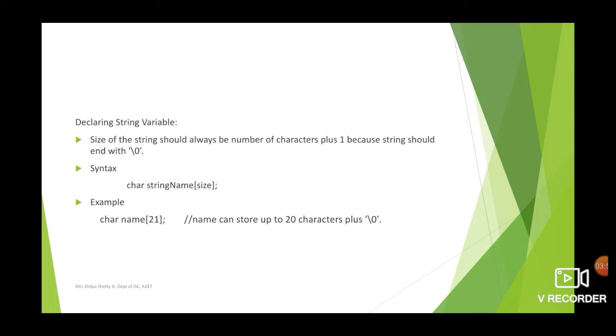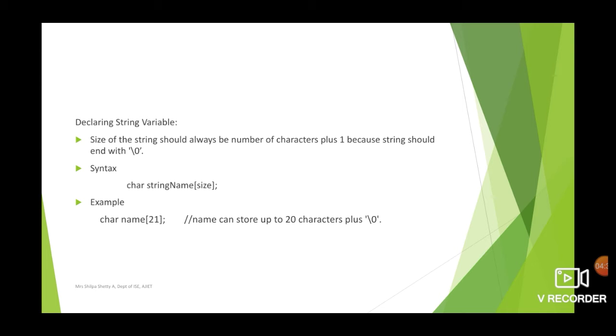The size of the string should always be the number of characters plus 1, because a string should end with the null character. When you declare an array, you need to specify the size of the array, but when you declare a string, the size that you specify should be 1 greater than the actual size, because apart from the actual string you are going to store a null character at the end. So if you are storing AJIET, when you declare it you have to take the size as 6, because 5 letters in AJIET plus 1 null character makes 6.